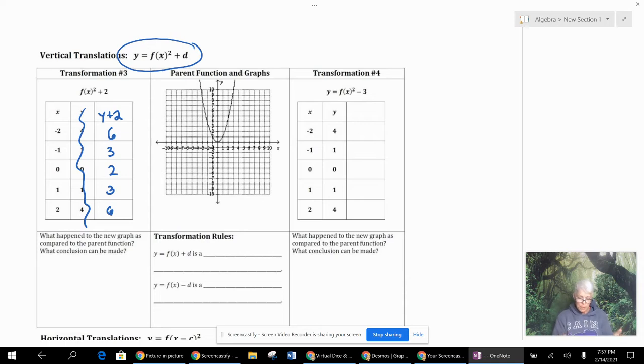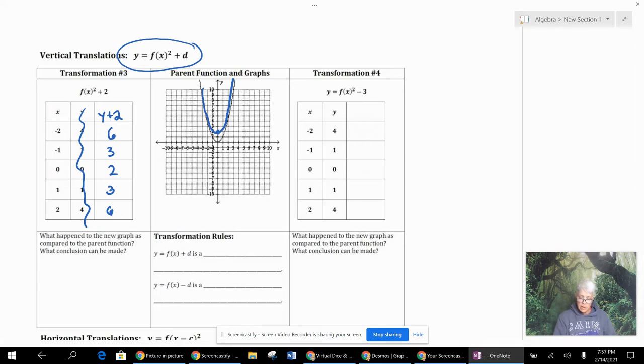But what's going to happen is this vertex is going to raise up 2. So everything's going to be the same, only it's just going to be pushed up 2. So that's all that's going to happen, right? So this is going to end up just as fat. It's just going to be up 2. So let's look at the next one.